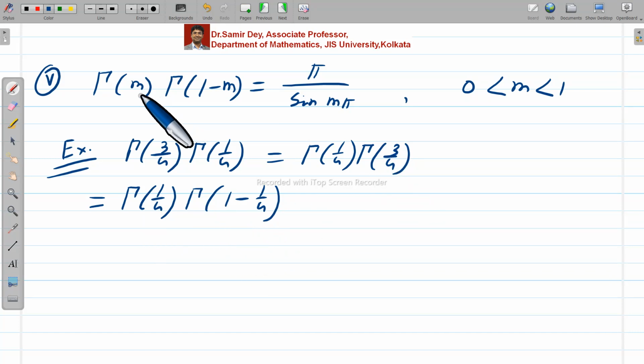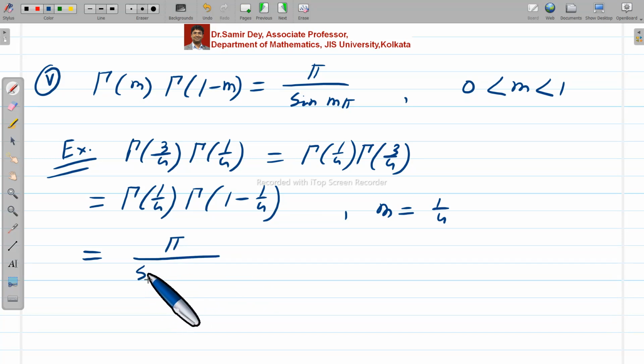Now, can anyone tell me what is the value of m here? Yes, you are absolutely correct. If I compare, m is equal to 1 by 4. Formula wise you may write pi by sine pi by 4. What is sine pi by 4? That is sine 45 degrees, 1 by root 2. Clear? So these are the important properties you have in the gamma function.